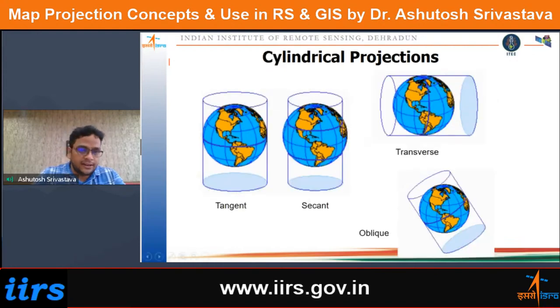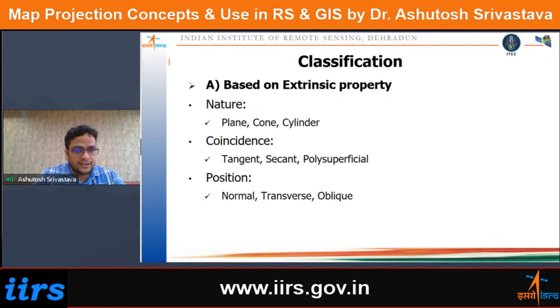Now, if you see the cylinder case here, the globe is inside, and it is just touching the surface, the equatorial region. So this is basically a tangent case. This is a tangent case. So if you see, this is a tangent. Next is basically the secant case.